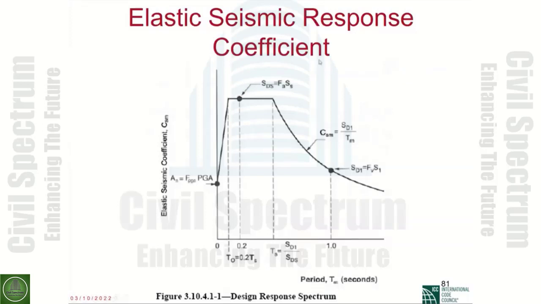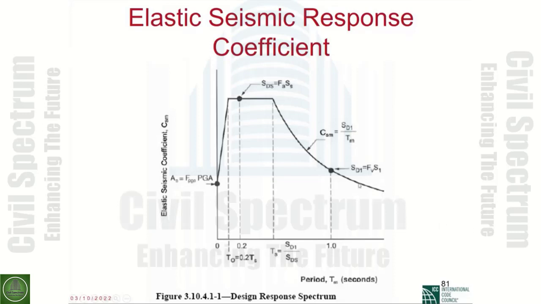So here is the coefficient spectrum for the elastic design. This is the PGA multiplied by the FPGA. This is F sub A times S sub S. This is at T sub 0, which is equal to 0.2 times T sub S, where T sub S is equal to S sub D1 divided by S sub DS. This is the descending branch. We divide by T to the power of 1. So this is a decay motion.